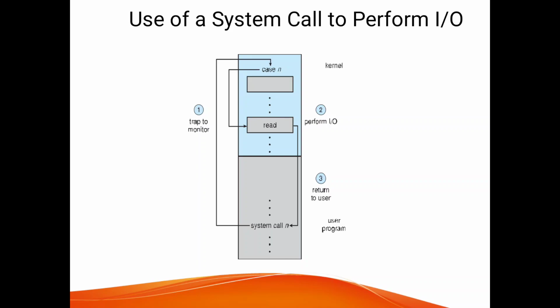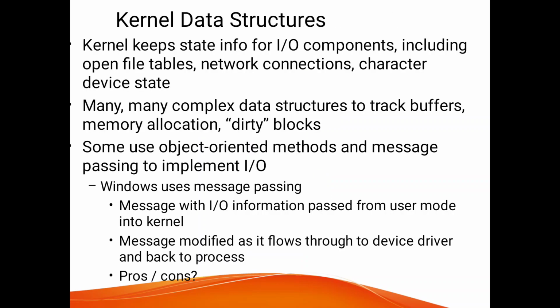Scheduling and process execution are handled in kernel mode. The capturing of input and returning it to the user is done in user mode. In kernel data structures, the kernel keeps state information for the I/O components, including open file tables, network connections and character device state. These three kinds of tables are used to maintain the I/O components and structures. There are many complex data structures to track buffers, memory allocation and dirty blocks.